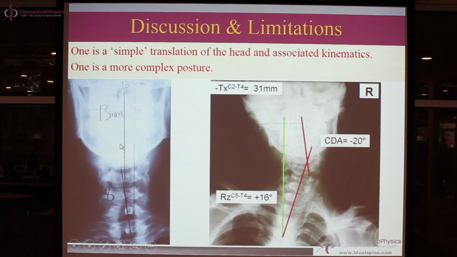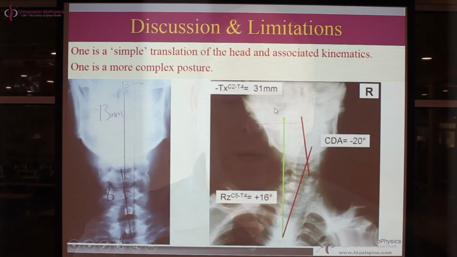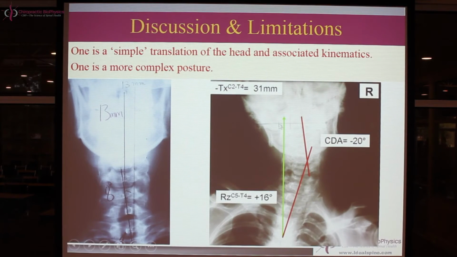So for example, the x-ray on the left, this is the one I just showed you. I would think that this is mostly a simple translation. There's likely a little bit of upper thoracic bending like I shared with you in the previous slide. Okay? However, mostly this is driven by a head translation. If I come over to this other x-ray, this one is much different.